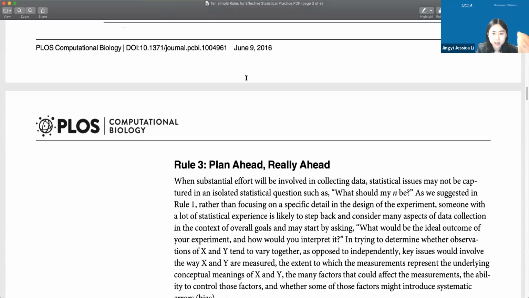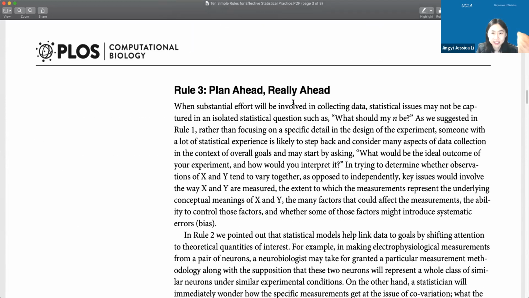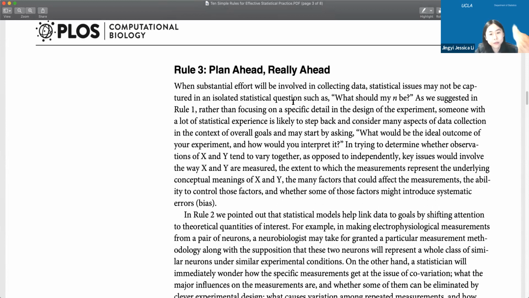And rule 3 is plan ahead, really ahead. I think this is a rule for people who do experiments. Maybe some of us here will do experiments. So the take-home message is that before you design your experiment, if you think you need to do statistical analysis after that, maybe you should consult a statistician to make sure your experimental design is reasonable. So that can save you a lot of time for your downstream analysis.